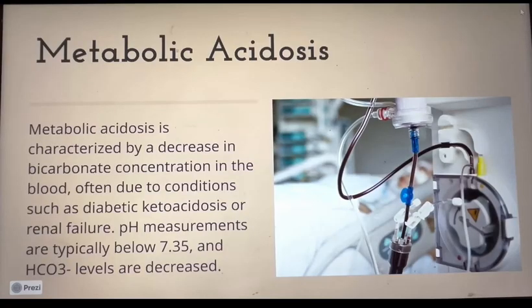Metabolic acidosis is characterized by a decrease in bicarbonate concentration in the blood, often due to conditions such as diabetic ketoacidosis or renal failure. pH measurements are typically below 7.35 and HCO3 levels are decreased.